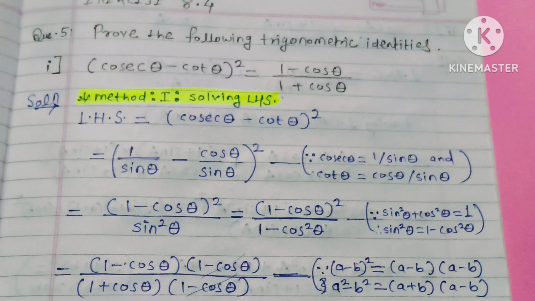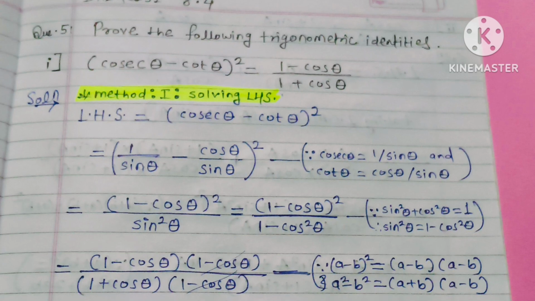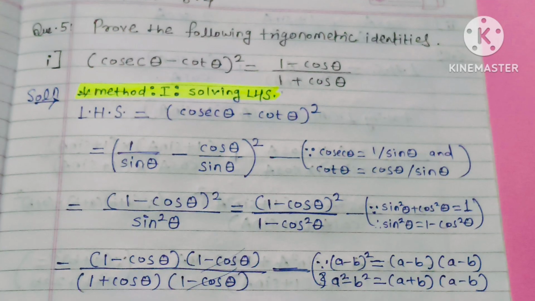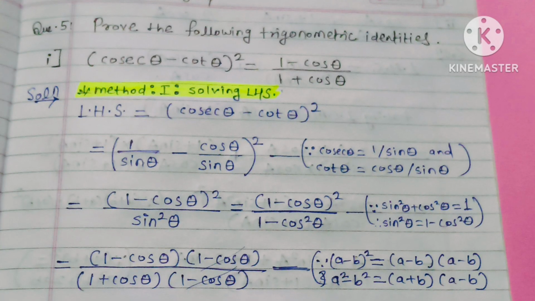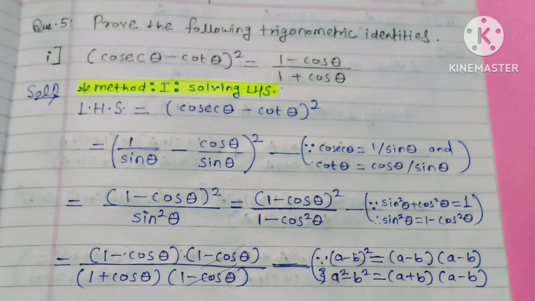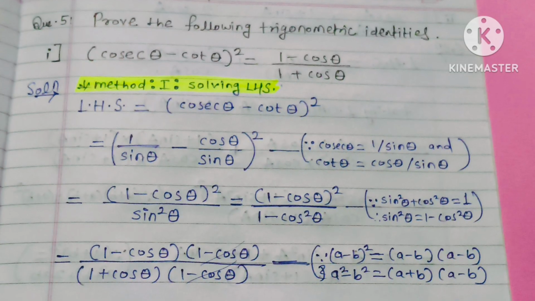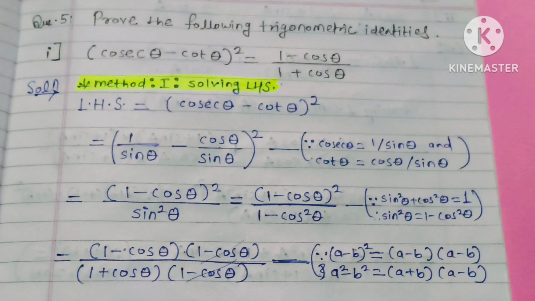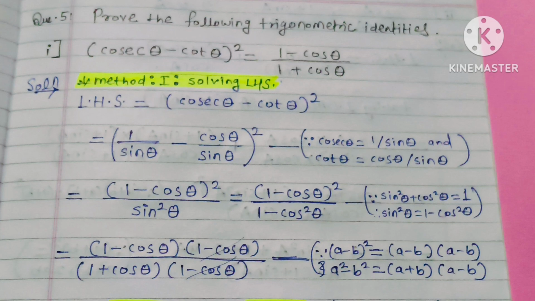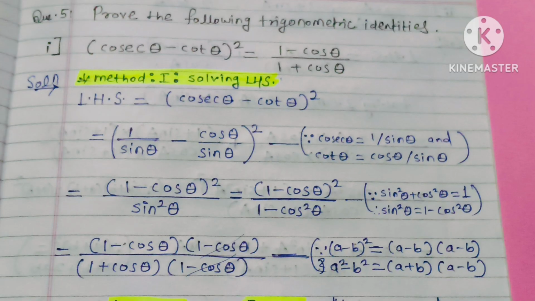So LHS is (cosec theta minus cot theta) whole square. We know cosec theta is 1 upon sine theta and cot theta is 1 upon tan theta, that is 1 upon (sine theta upon cos theta), which is equal to cos theta upon sine theta. So substituting these values, we'll get (1 divided by sine theta minus cos theta divided by sine theta) whole square. Taking sine theta common, we make the square separately for numerator and denominator. We'll get (1 minus cos theta) whole square divided by sine square theta.